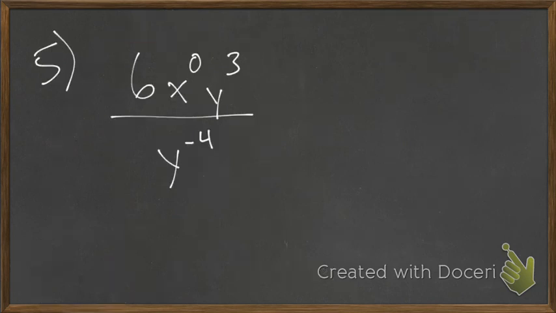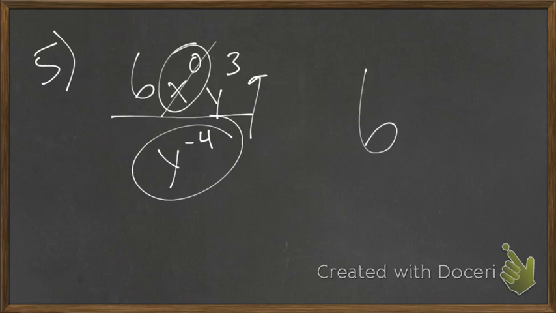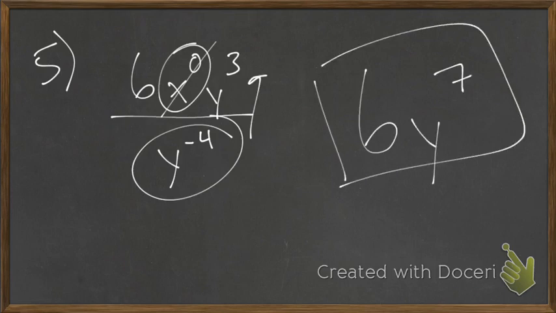Oh, I had one more. That's cool, let's do it. 0 power is 1, so that's gone. That negative gets thrown upstairs, so I get 6y to the 7th. Again, I'm cruising on purpose because I'm trying to keep it manageable for your day.